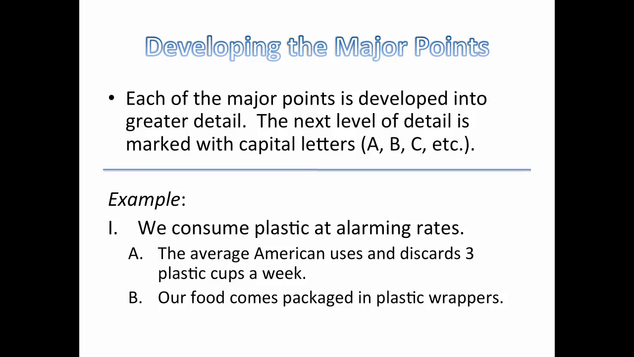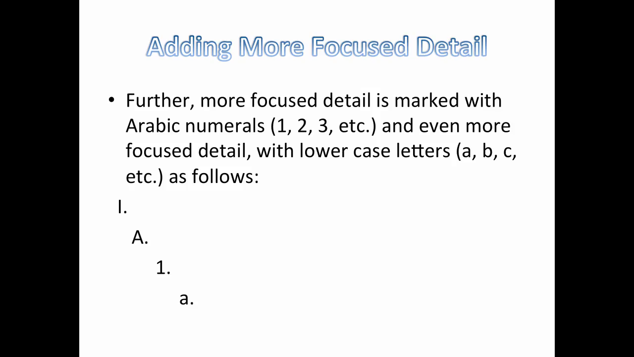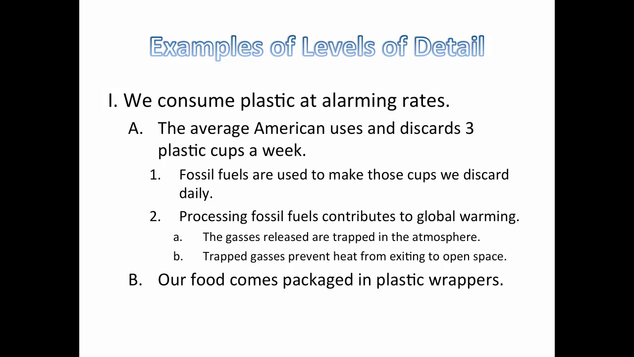If we need to break down these points, A and B, in turn, then we're going to use this kind of notation. So, to recap, major point is a Roman numeral, broken down into minor points with capital letters. So, for example, we see here, major point 1 is we consume plastic at alarming rates, broken down into two minor points. A, the average American uses and discards 3 plastic cups a week. And B, our food comes packaged in plastic wrappers.